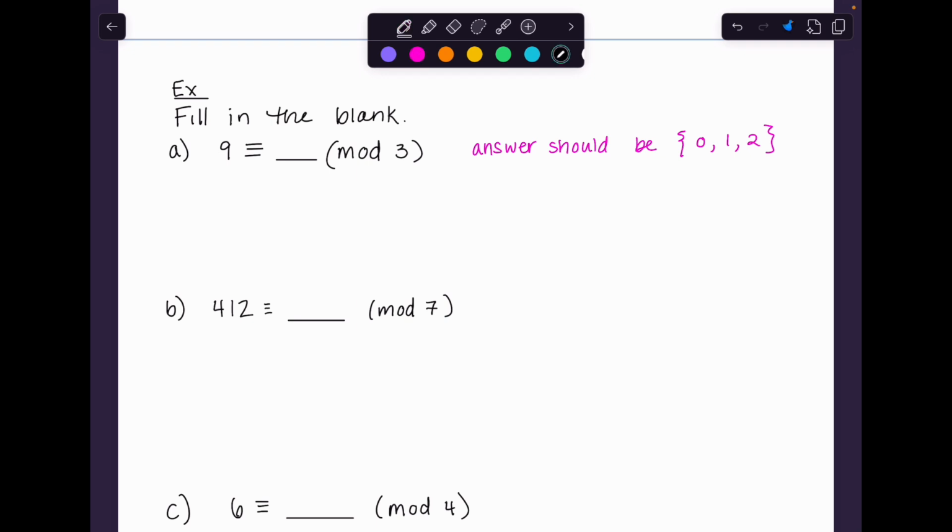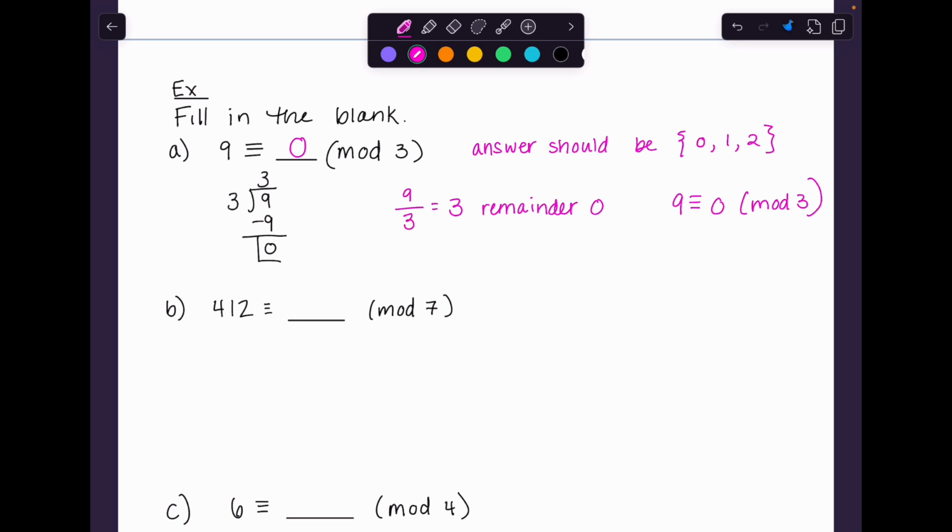So I need to do long division. I need to take 9, and I need to divide it by the modulo class, which is 3. And thankfully that does go in nicely. 9 divided by 3 gives me 3. So if I multiply 3 times 3, it gives me 9. And my result is 0. So 9 is equivalent to 0 mod 3. Okay? So just to write this out, 9 divided by 3 is 3 with a remainder of 0. So 9 is equivalent to 0 mod 3. Okay.